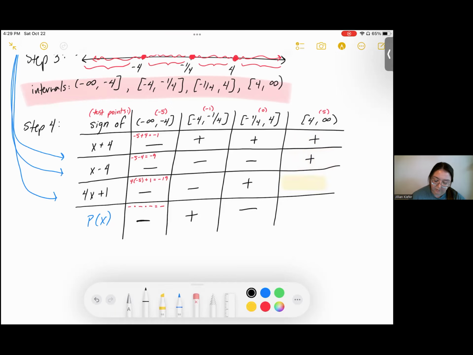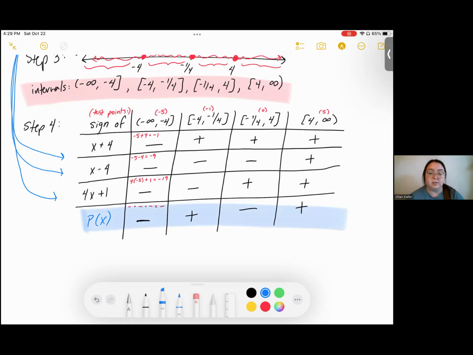Then in this interval here, we've got 5 times 4, which is 20, plus 1 is +21. So our function is positive, or our factor is positive on that interval. Then lastly, we've got P of X. We've got a positive times a positive times a positive. If all the numbers are positive, your function is positive.